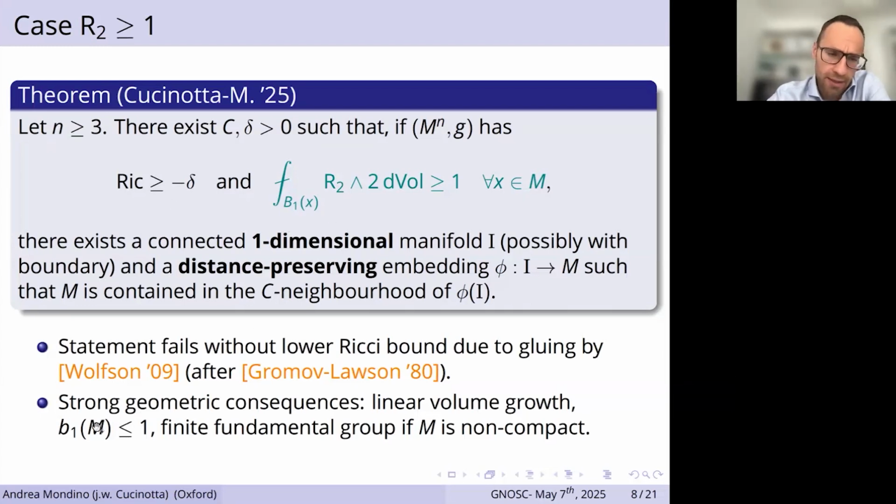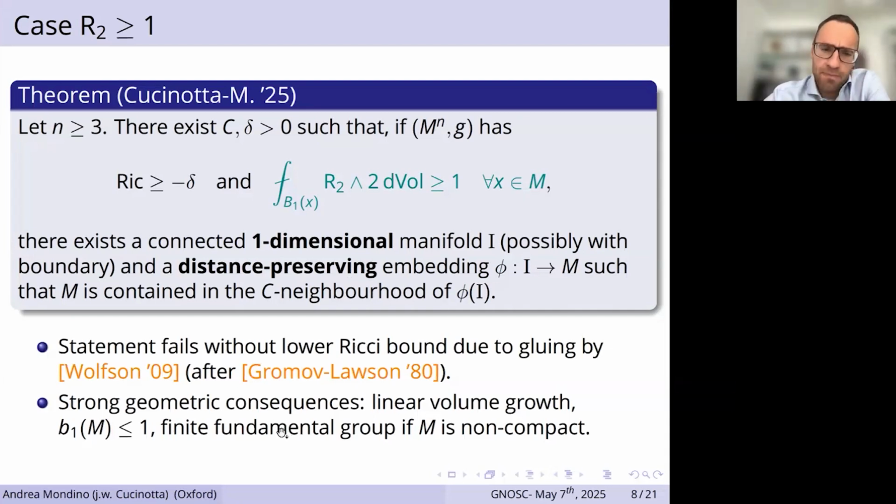And then you can check that if the Betti number is bigger than 1, then you have two directions where the universal cover must go to infinity. And this contradicts the fact that you are basically one-dimensional from large scales.